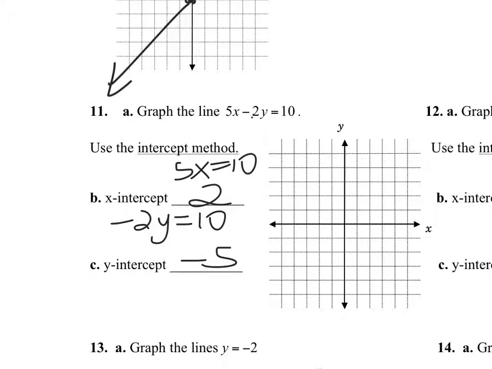Now make sure you plot them on the right parts, okay? If x is 2, I'm going to go to the x-axis and plot 2. Y is -5. I go to the y-axis and plot -5. I draw a line. That's ugly. It just keeps getting worse.